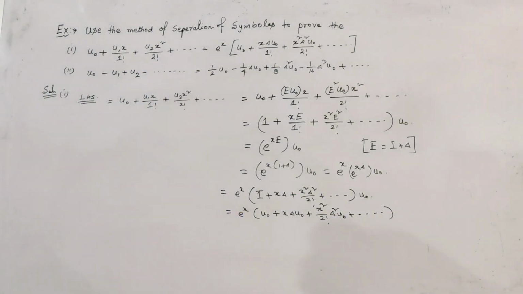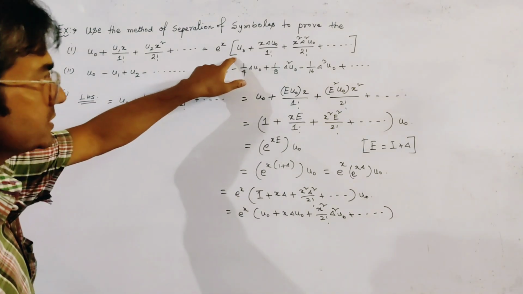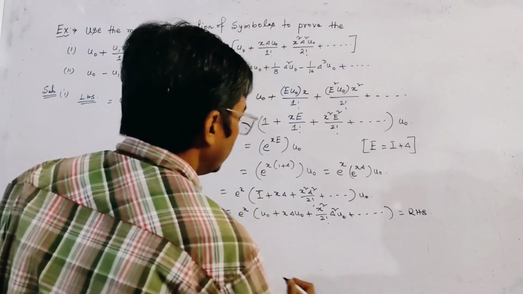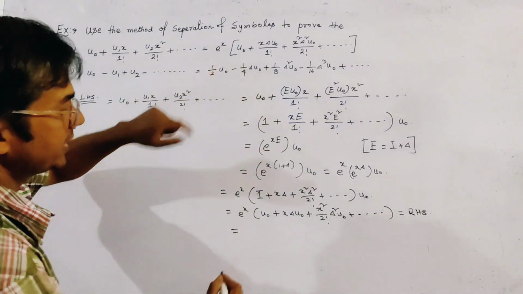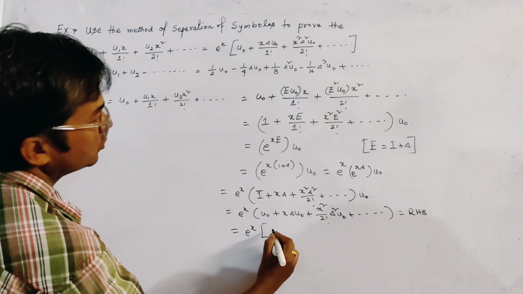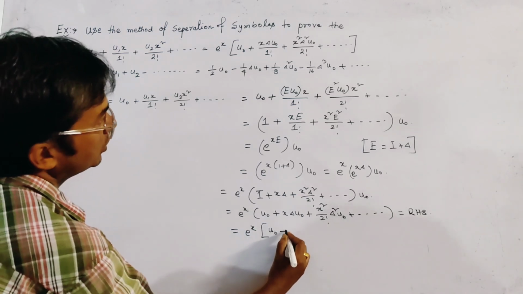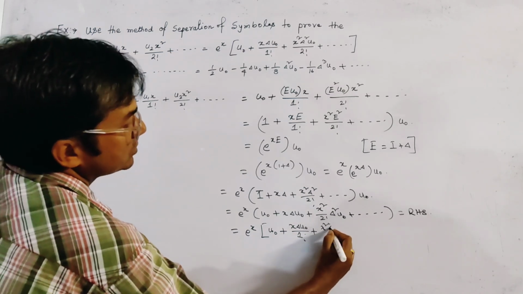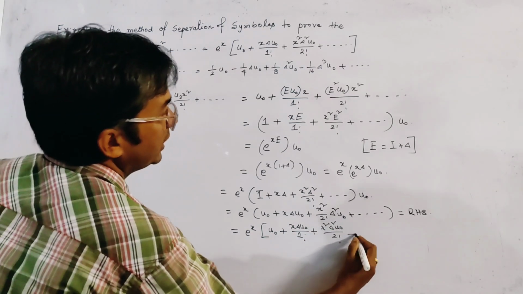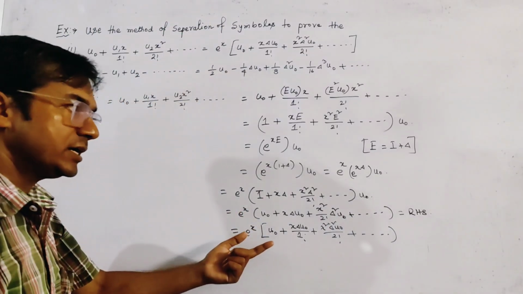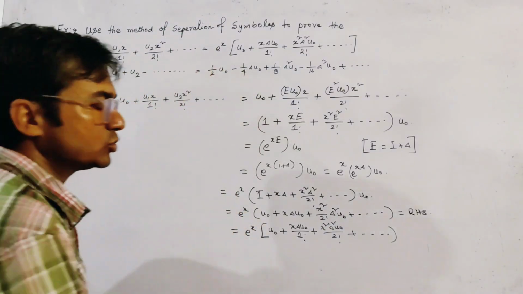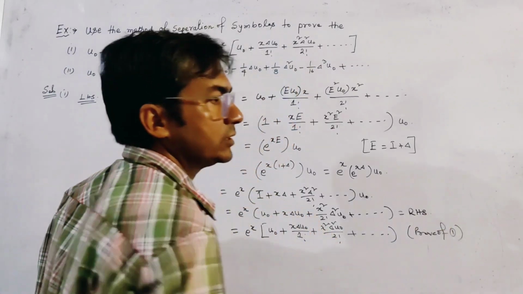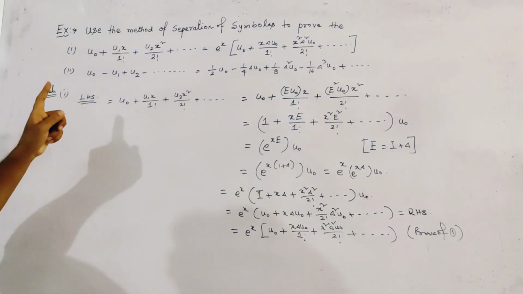Okay, and clearly in the right side this relation is here, so we get the right hand side, and we can write it as e to the power x into, in the third bracket, u0 plus x delta u0 by 1 factorial plus x square delta square u0 by 2 factorial, and so on. And this is the right side of 1. Okay, so we prove 1.